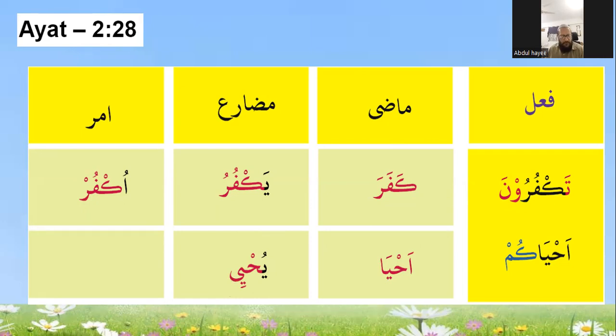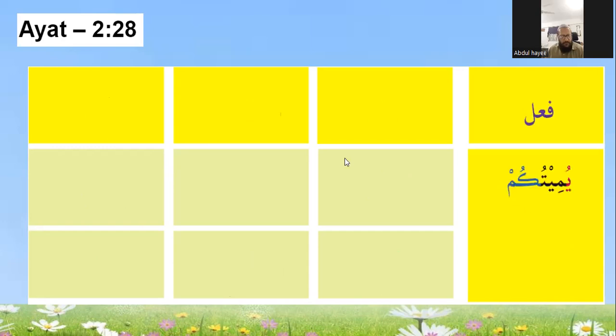And what about the amr? What will have the amr? It must have fatah. It is kasra. Let's take the next word.